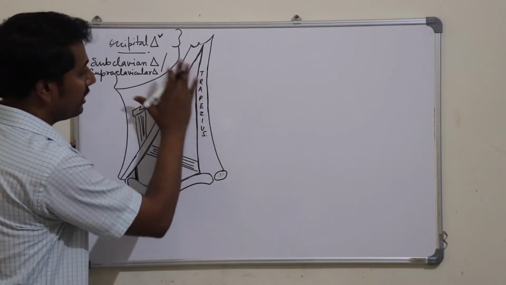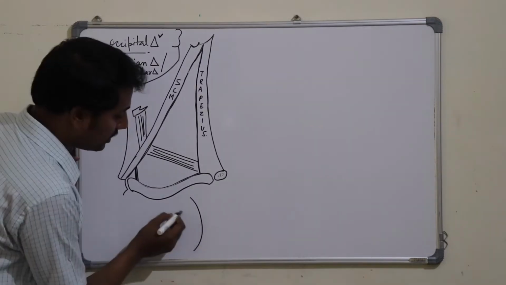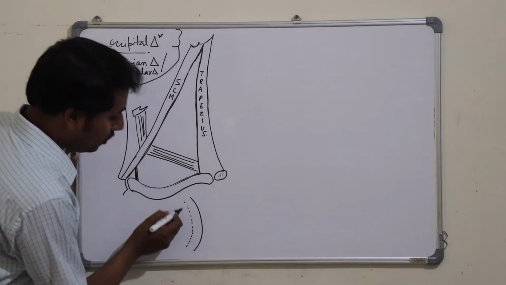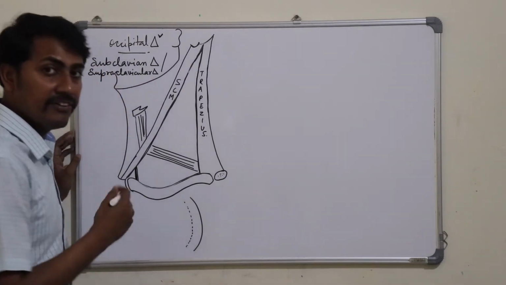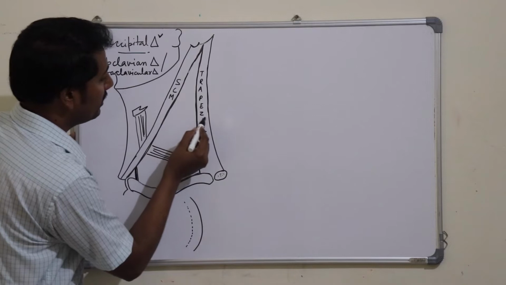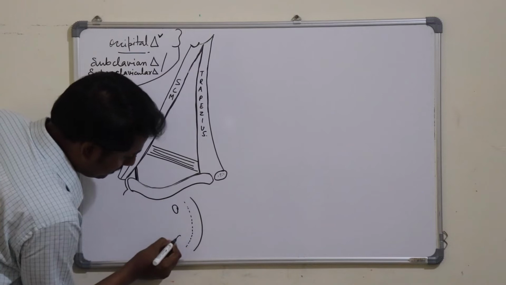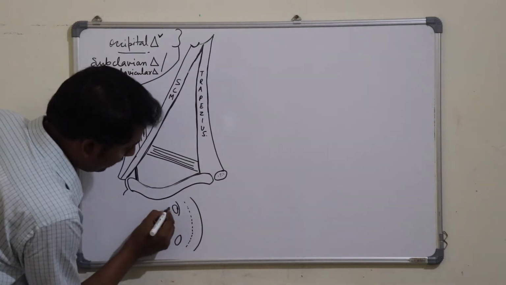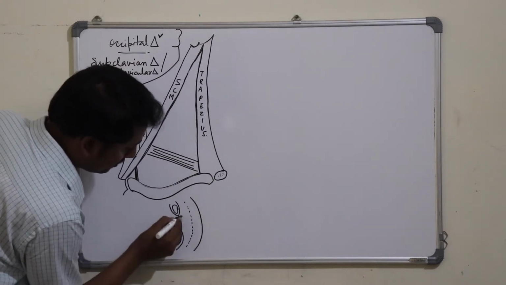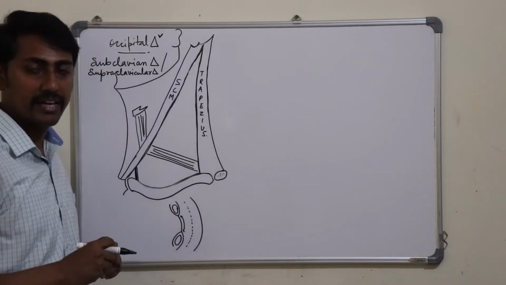Now the roof of the posterior triangle. The roof of the posterior triangle is formed by the overlying skin. Below the skin lies the superficial fascia along with some contents. Below the superficial fascia lies the investing layer of deep cervical fascia which extends from the sternocleidomastoid muscle to the trapezius muscle. So if this is the sternocleidomastoid muscle and this is the trapezius muscle, the investing layer of deep cervical fascia extending between these two muscles, this part will form the roof of the posterior triangle of the neck.